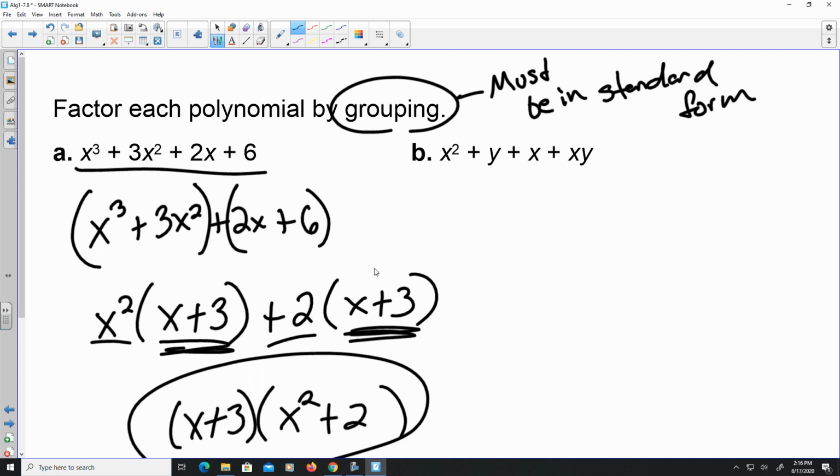Looking at example B, this particular one, you're going to have to rewrite it. The reason for that is because x squared is my largest degree, the next largest term is going to be x, not y. So it's going to be x squared plus x plus xy plus y.